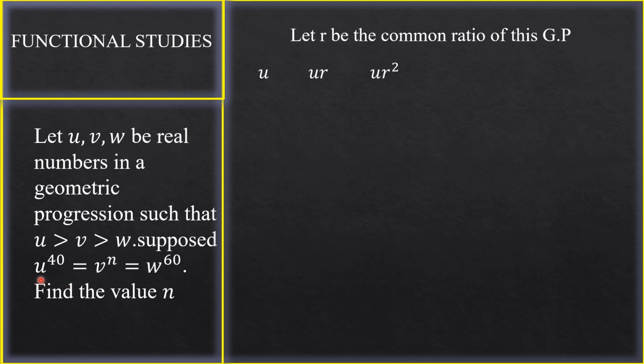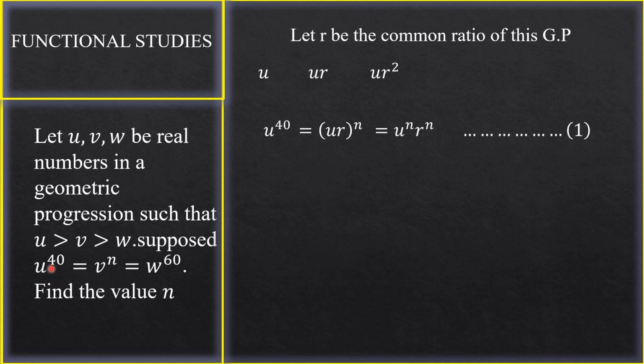We use the fact that we are asked to suppose that these three terms are equal. So U raised to the power 40 is equal to V to the power N. And my V is U times R. So in that case, we'll have U times R, everything raised to the power N, because V is raised to the power N and V is UR. Simplifying this using laws of indices will give us U to the power N times R to the power N. This is my equation 1.